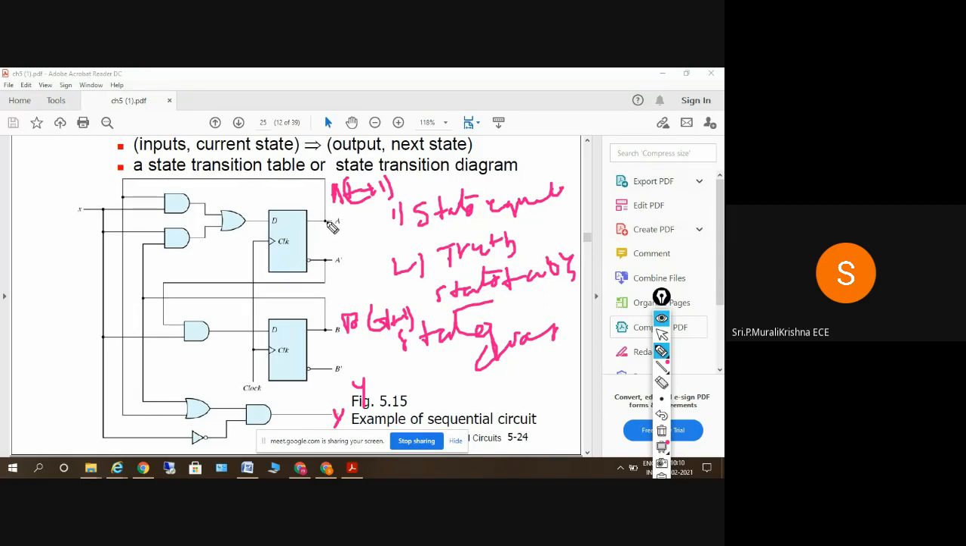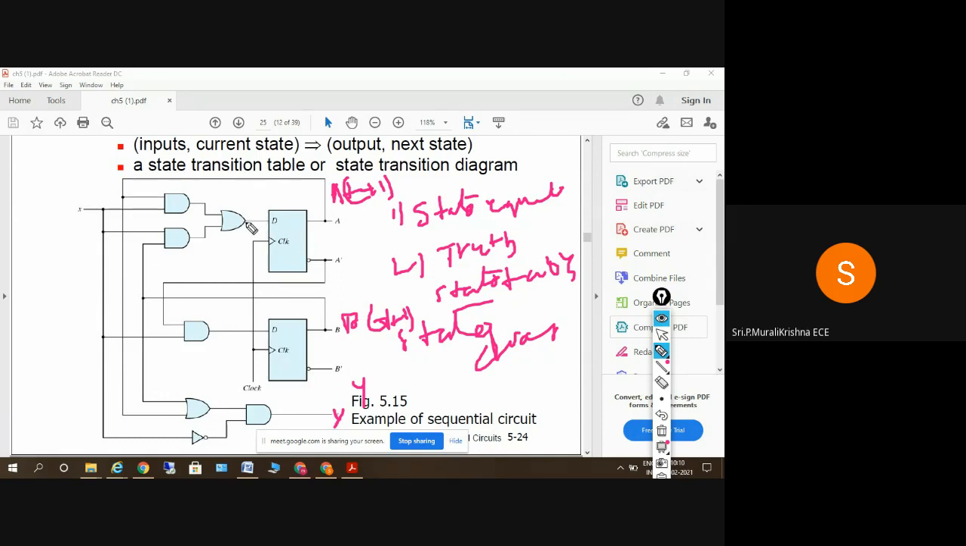So A of t plus 1 is equal to D. Q of n plus 1 is equal to D is the state equation. Yes or no? Yeah, sir. Since instead of Q of t plus 1, I'm using A of t plus 1 here, A of t plus 1 is equal to D. So what is the value of D?